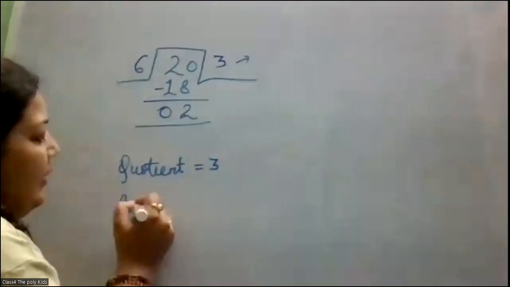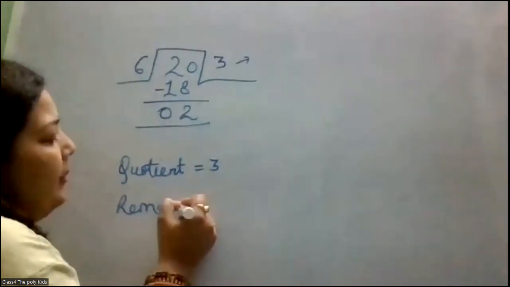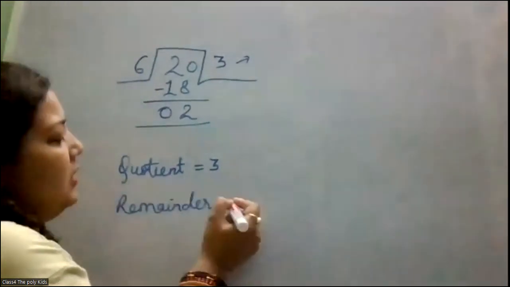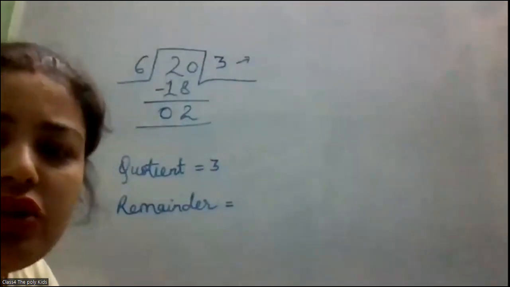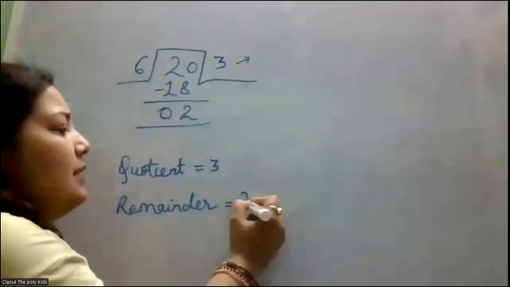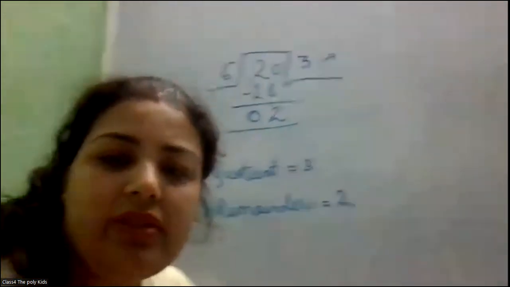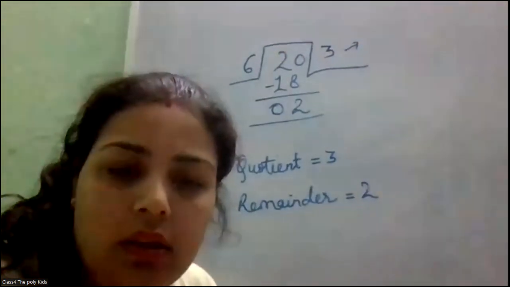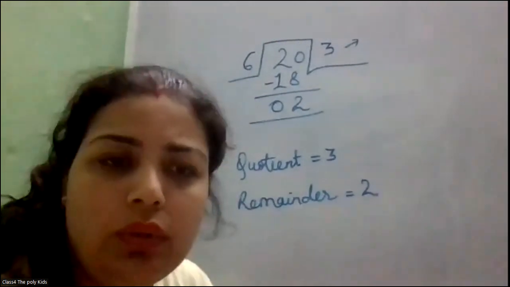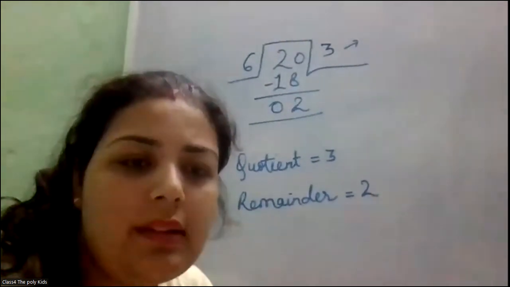And the remainder will be, what will be the remainder, Akshat, Ashmit? Ma'am, 2. Yes, remainder is 2. Very good. So now I just have some word problems for you. Wait, I'm just sharing the screen.